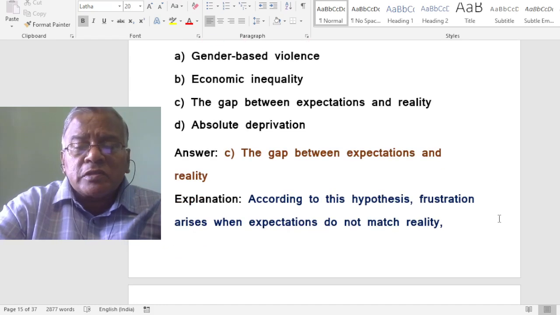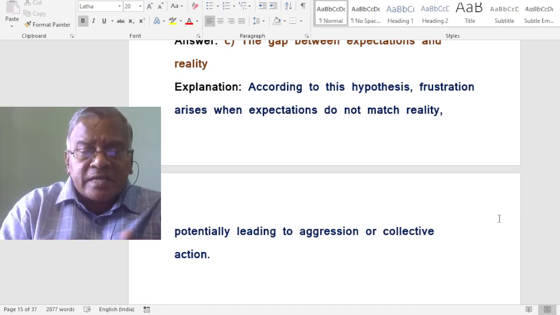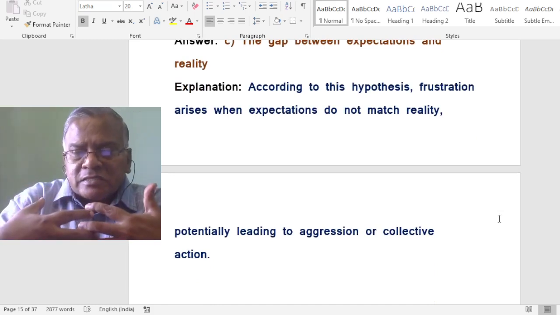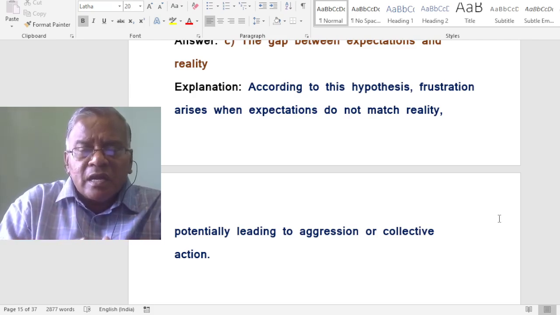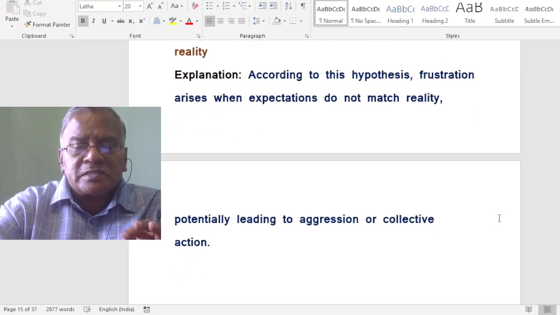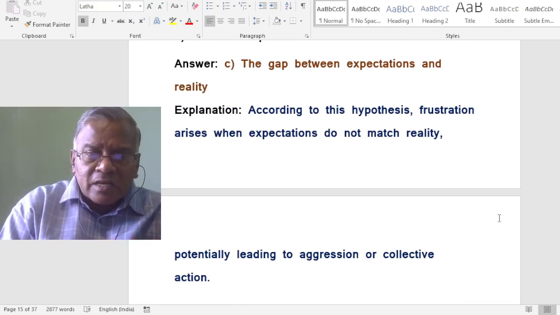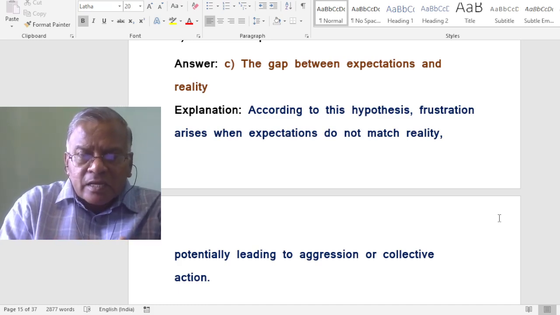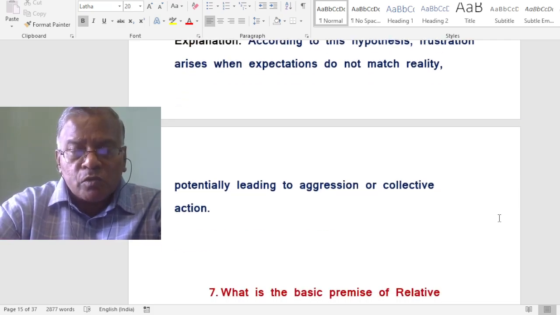According to this hypothesis, frustration arises when expectations do not match reality, potentially leading to aggression or collective actions like social movements. So, according to the frustration aggression hypothesis theory, frustration arises when expectations do not match reality, potentially leading to aggression or collective action or social movement.